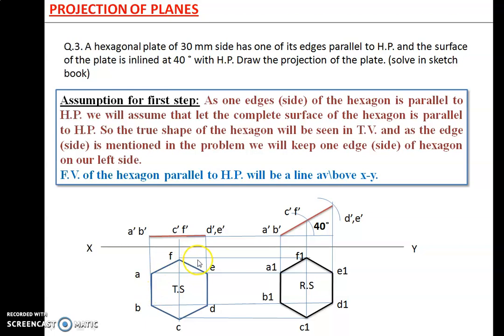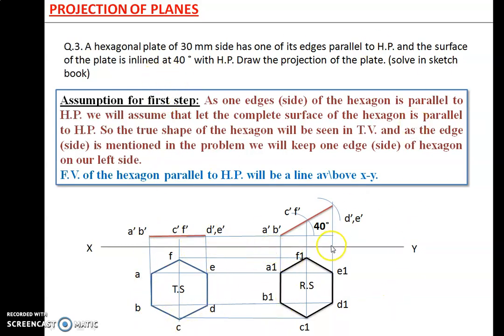As the plate is parallel, the front view will be a line, as the thickness of the plate is negligible. We can see just a single line there. So project these points on the front view to get the points a dash, b dash, c dash, f dash and d dash, e dash. So this is the first step of the numerical.